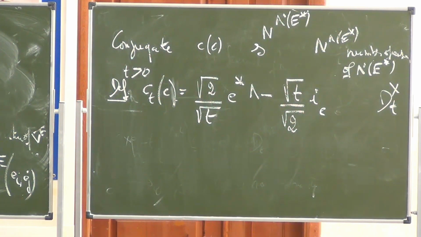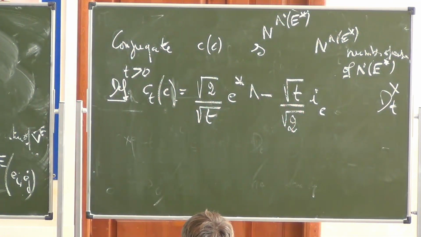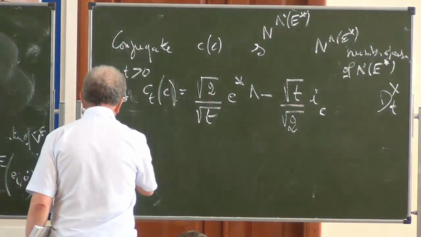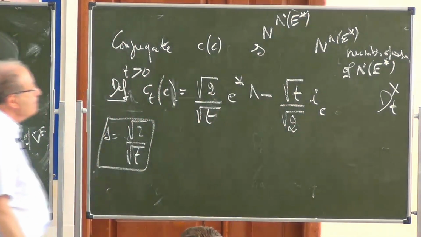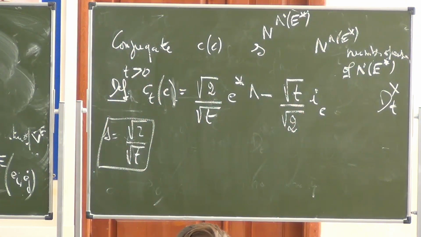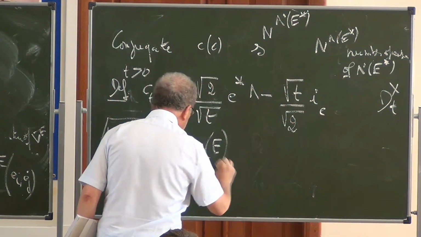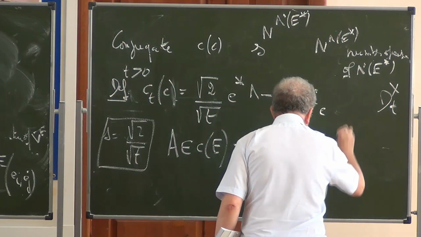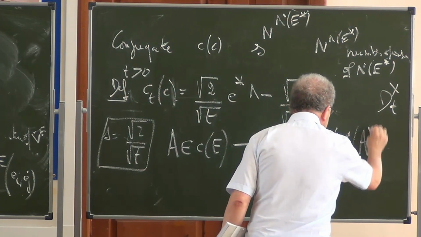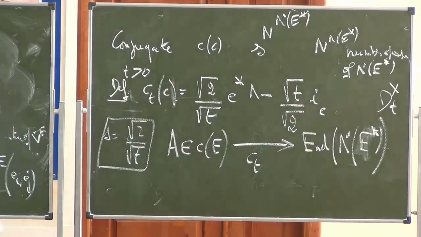That's very obvious. And so I define a specific conjugation this way, which probably means that I took here S is equal to square root of 2 divided by square root of T. So this still gives me a representation of the Clifford algebra. So in other words, I can define this way a map from C of E, and this map, I call it CT. This goes into the endomorphisms of lambda of E star. That's the representation CT.